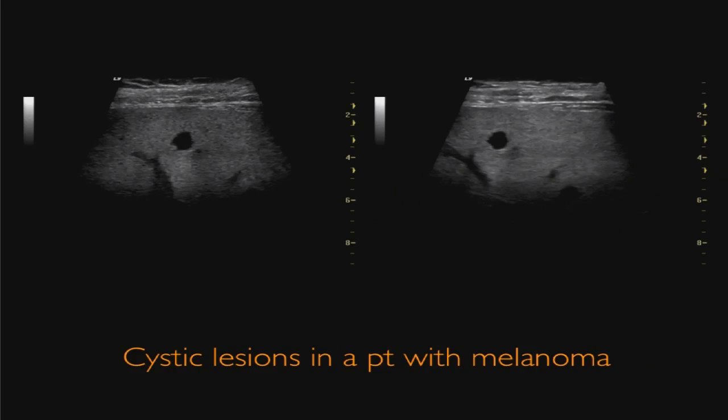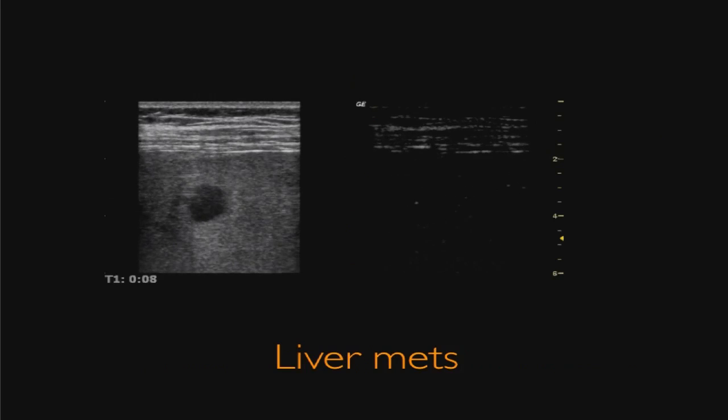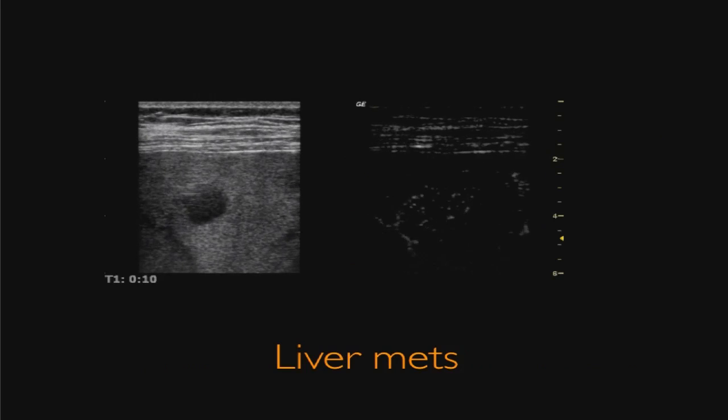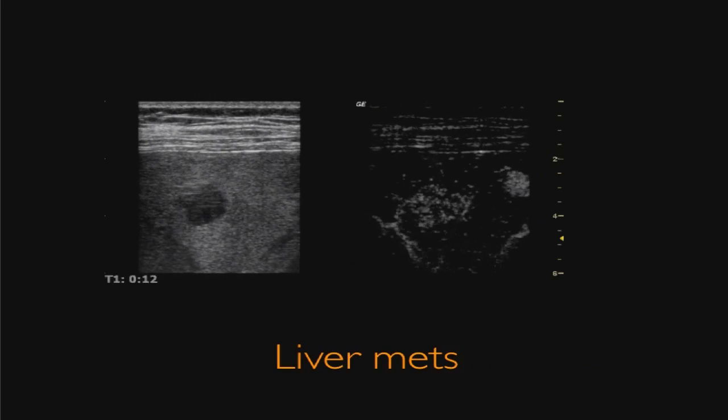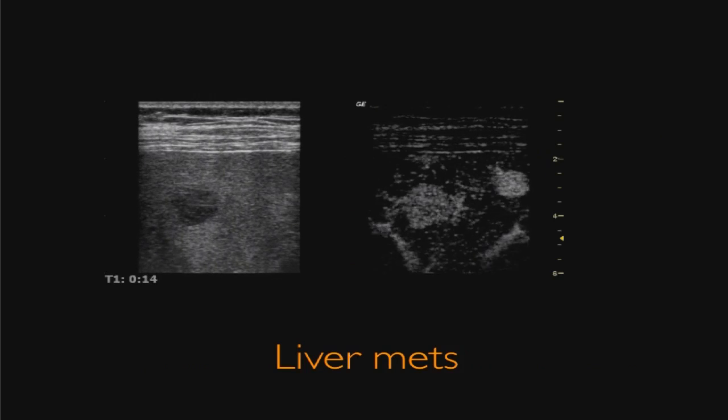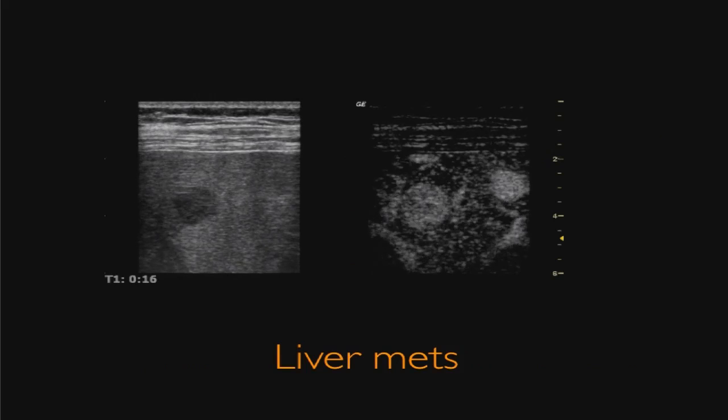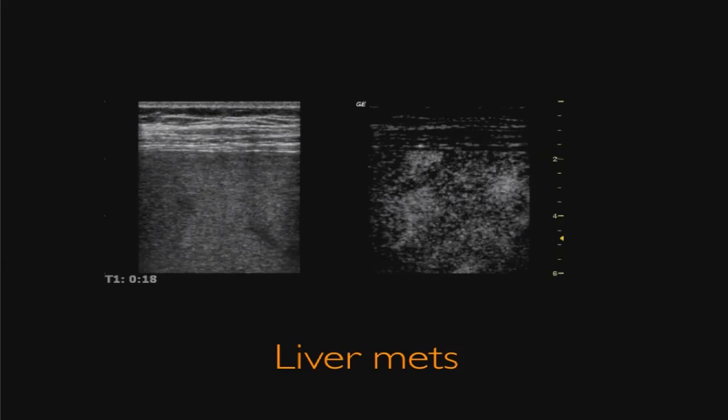And of course, we may also have misleading grayscale images like this here. This is a patient with a melanoma, and this looks, with a curved array probe and also with a linear probe, just like a cyst. Okay, so then let's give contrast, and then we can see it's not a cyst. We have to be very careful, especially in patients with malignant melanoma, in making the diagnosis of a cyst. So this is definitely a hypervascularized tumor.